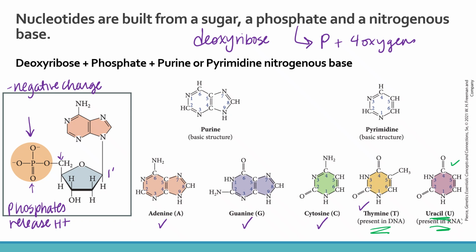All of our nitrogenous bases are going to be made up of nitrogen containing rings. And we have 2 different types of nitrogen containing rings. We have purines that are double ring structures.